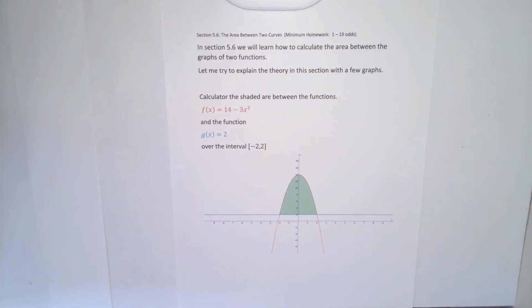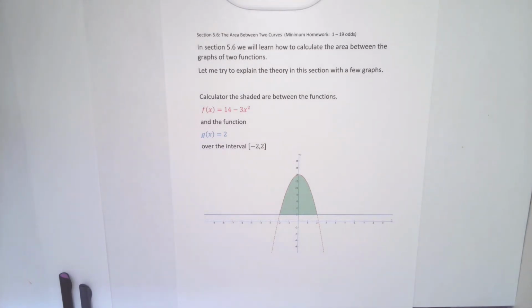5-6 is our last section of new material, and the concept in it is really simple. So let me try to explain the concept, and I'll show you the theory of why the calculus works the way it does. But if you don't understand the theory perfectly because you're not that visual, you can still get the answers right just fine.